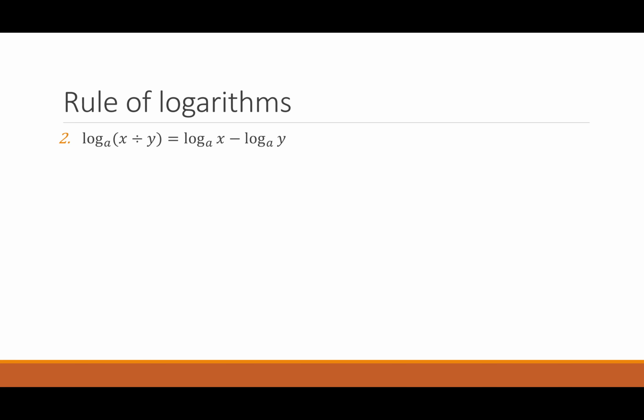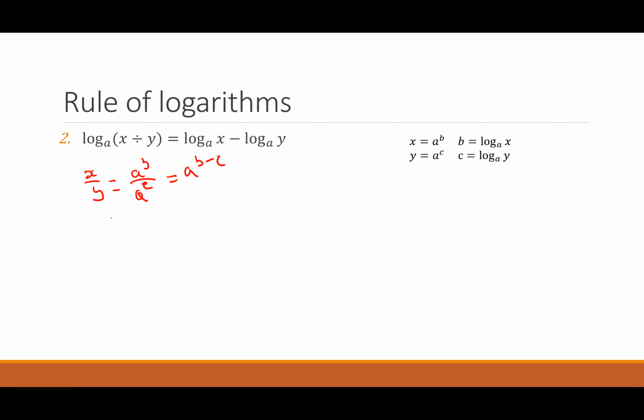Next rule: log with the base a of x divided by y equals log with the base a of x minus log with the base a of y. Okay, so let's prove this. We're going to start off with our definitions again. I'm going to do exactly the same thing. So x divided by y equals a to the b over a to the c, which equals a to the b minus c, just using our rules of indices.